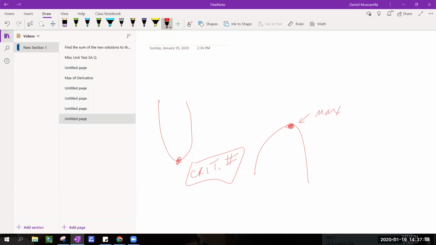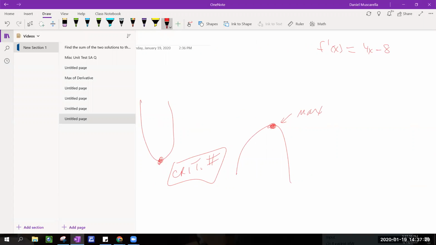All right, cool. Let's take a look at this. We'll do one like this: f prime of x equals x squared minus 2x minus 3. That would factor into x minus 3 and x plus 1. We'd set that equal to 0, and we get these two values, x equals 3 and x equals negative 1.